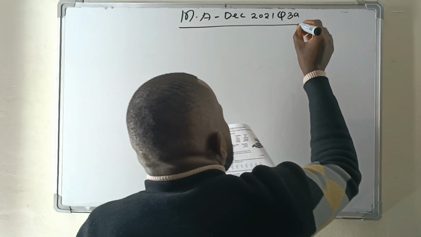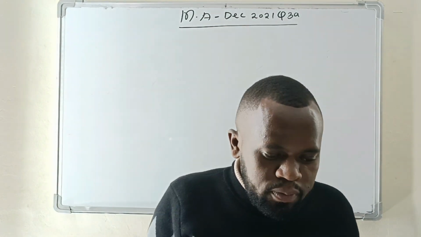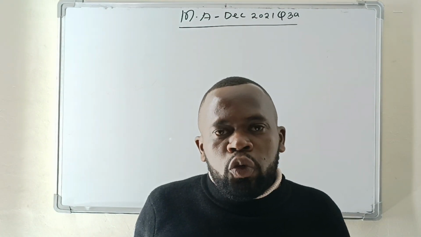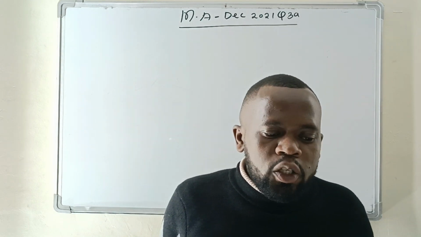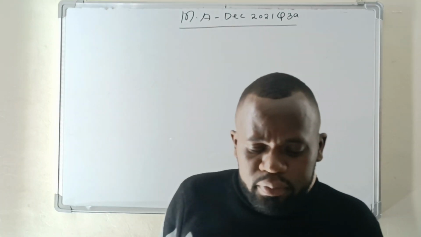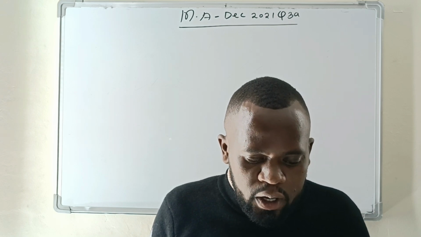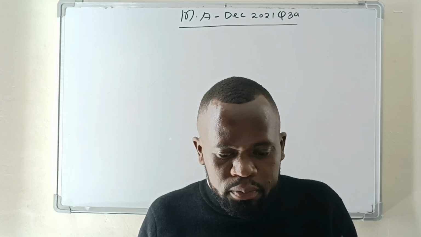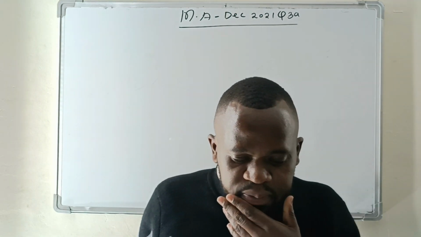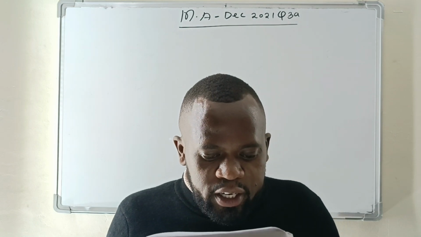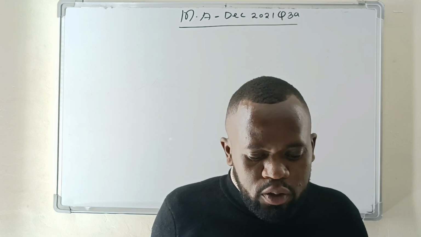I know it's a bit long, but to follow it from scratch will help you, so I read the question. Question number 3A of December 2021. It says, the cost accountant of ABC Limited has provided the following information relating to production of a single product branded Z. We are given period 1, period 2, and period 3.